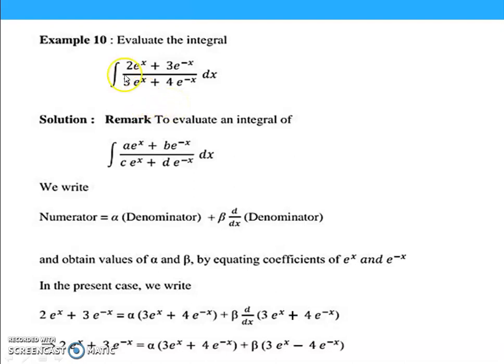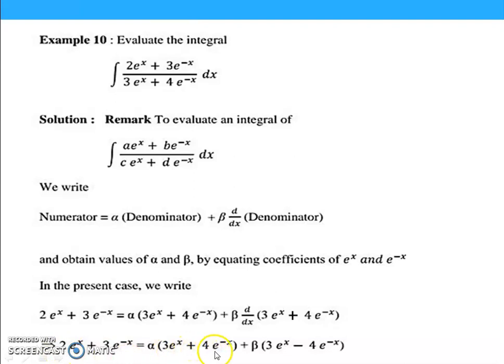Here I can see that the terms in the numerator and in the denominator are the same except for the coefficients. They are different. To evaluate this type of an integral, I can write the numerator as alpha times the denominator plus beta times the derivative of the denominator. So I've written it in this form, taking the derivative and now comparing the coefficient of e raised to power x and e raised to power minus x on both sides. I can see the coefficient of e raised to power x is 3 times alpha from the first bracket and 3 times beta from the second bracket. On left hand side it is 2.